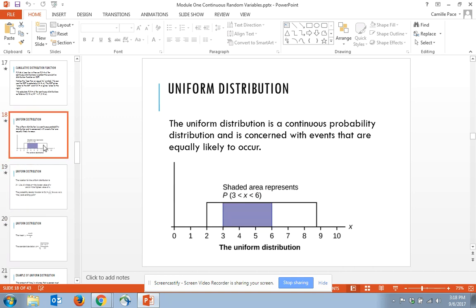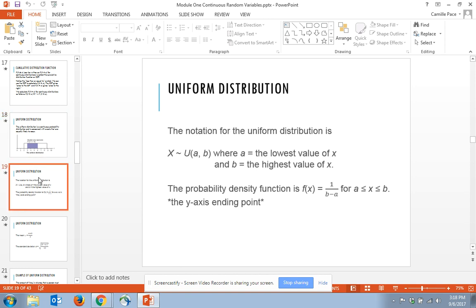All right, so for this one, the distribution is uniform because of the shape, and I want to know the probability of the area between 3 and 6. So with uniform distribution, you write it as x, and the tilde means approximation. So x approximates a uniform distribution where a is the lowest value and b is the highest. This is how you're going to write it.